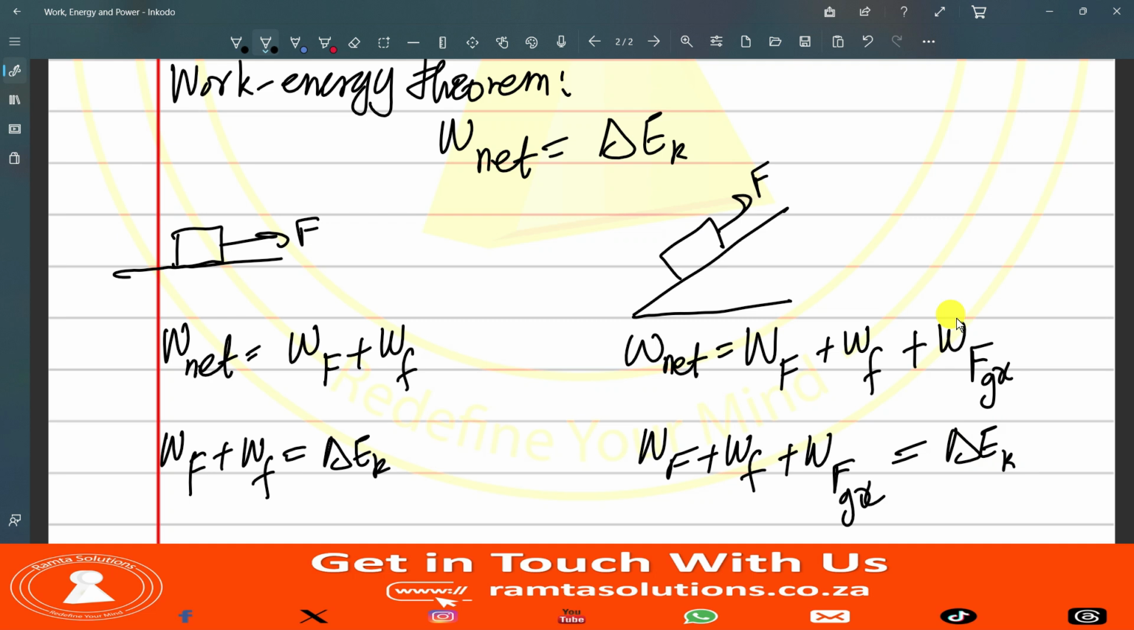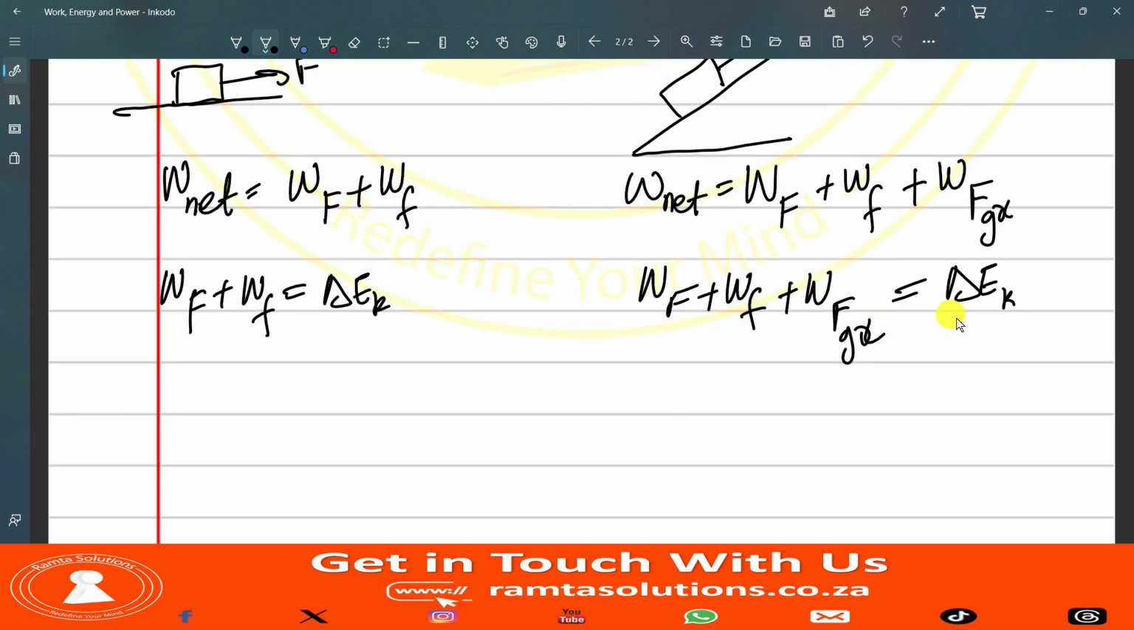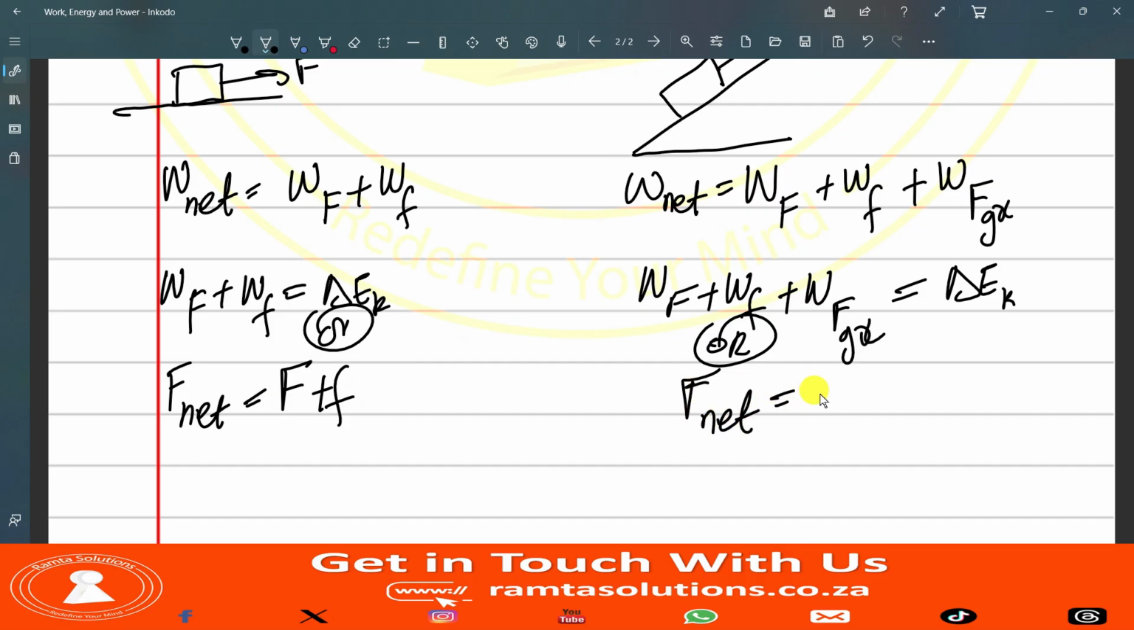Alternatively, you can also find F net. You can say F net equals applied force plus force of gravity. And with this one here, you can say F net equals applied force.